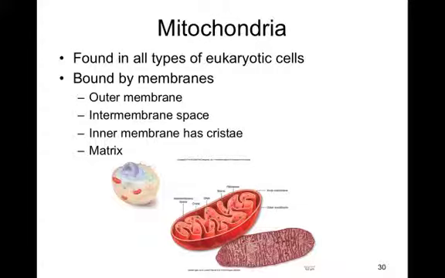They have two membranes, the outer membrane and then an inner membrane. The inner membrane is highly convoluted and forms these things called cristae. So each of these little invaginations is a cristae. Between the two membranes is the intermembrane space. And the very middle, inside both membranes, is filled with a fluid called the matrix. A matrix in general means fluid with all of the components that are in it.